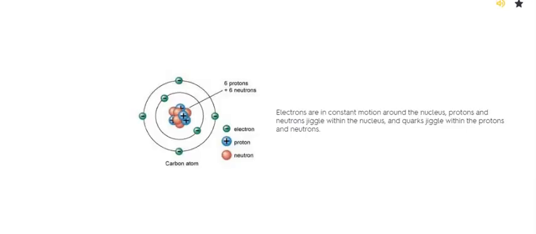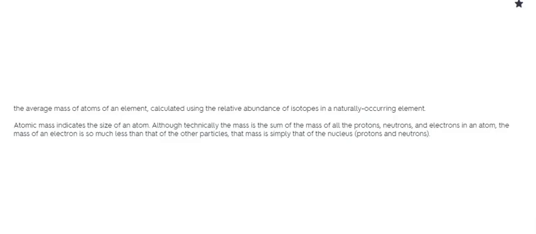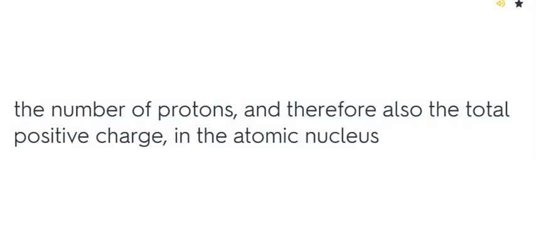Atomic model: electrons are in constant motion around the nucleus. Protons and neutrons jiggle within the nucleus, and quarks jiggle within the protons and neutrons. Atomic mass. Atomic number: the number of protons and therefore also the total positive charge in the atomic nucleus.